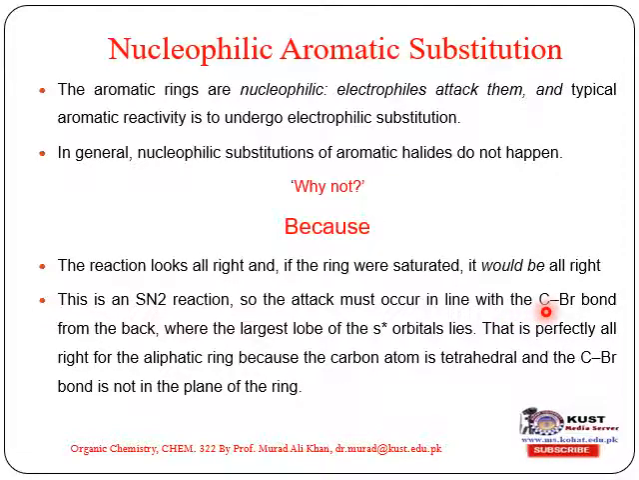carbon and bromide bond, or the carbon and leaving group bond, from the back, where the largest lobe of the sigma orbital lies. That is perfectly alright for the aliphatic ring, because the carbon atom is tetrahedral and the carbon-bromine bond is not in the plane of the ring. There will be a problem in the aromatic ring from the backside attack.